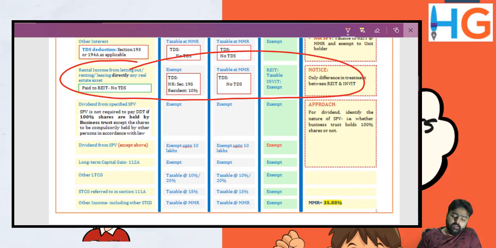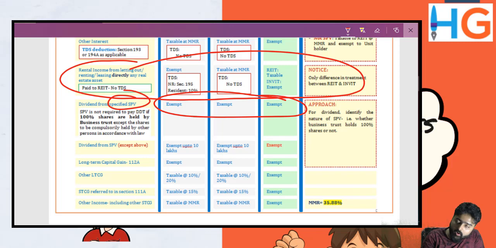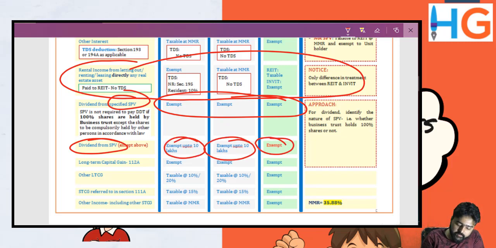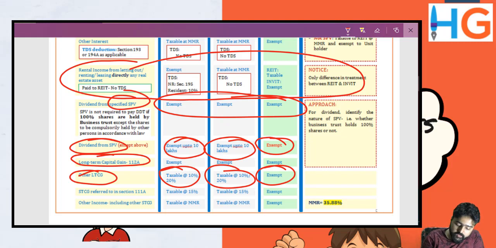If it is a pass-through entity, for example dividend from specified SPV, it is exempt in all the cases because dividend is an exempt income. Dividend from SPV is exempt up to 10 lakhs. It is 100% exempt. Long-term capital gains exempt. Other long-term capital gains, since taxable here, it will be exempt here, not a pass-through entity. Short-term capital gains, again taxable here, not taxable here, not a pass-through entity. Other income, none.